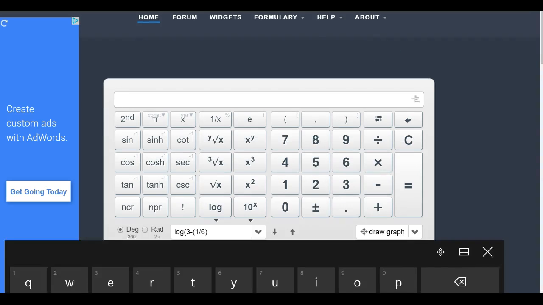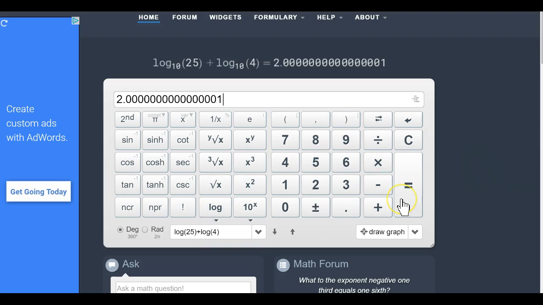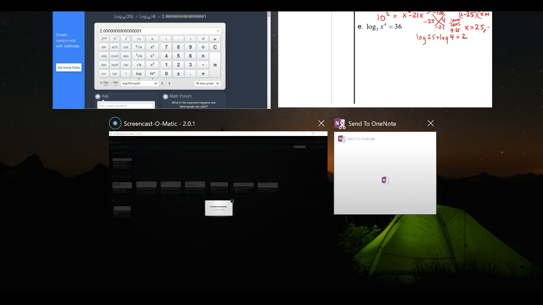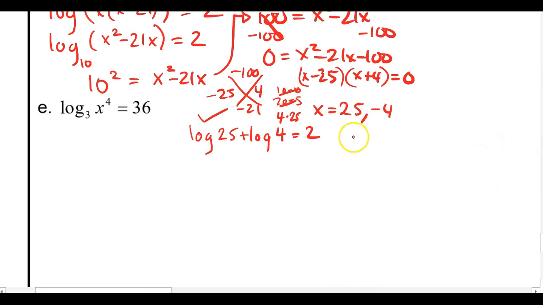Okay, so now the log of 25 plus log of 4 needs to equal 2, and it does. All right, so that one's good to go. And now we need to check the negative 4. So negative 4 plus log of negative 4 minus 21.